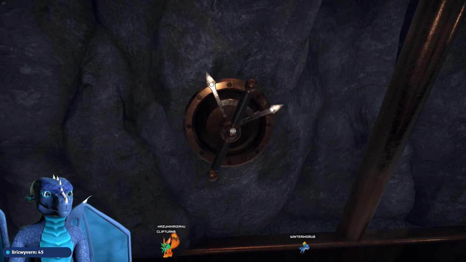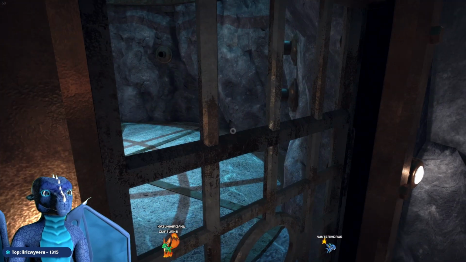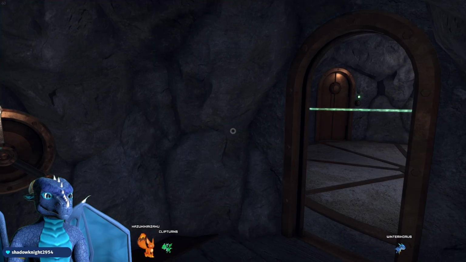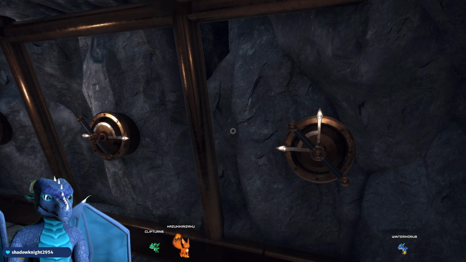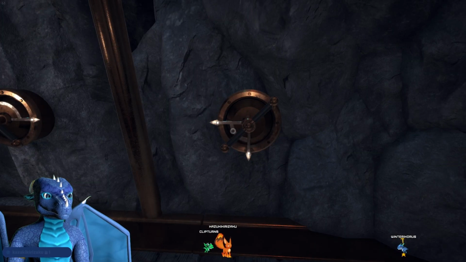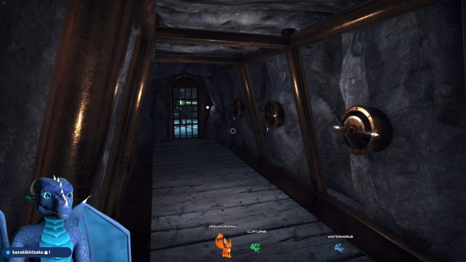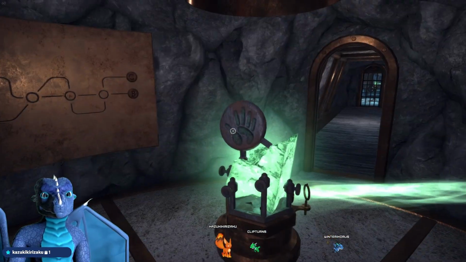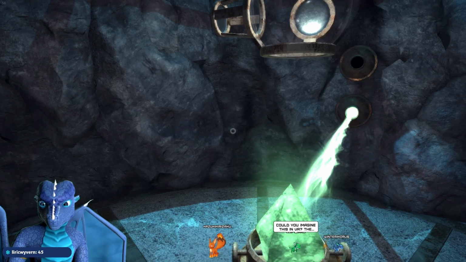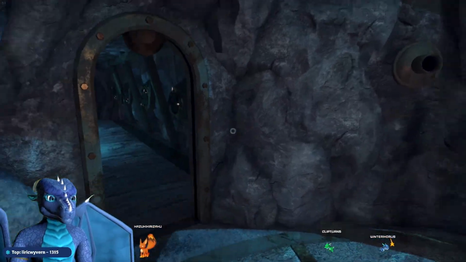Crap, I did it again. Went too far. Like that. Why is it not pointing? There we go, okay. Oh god, they would need to rework the teleportation a little bit.